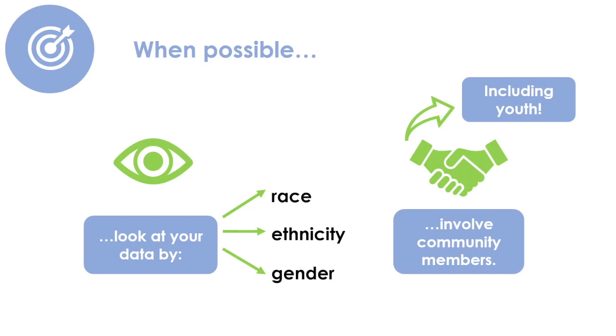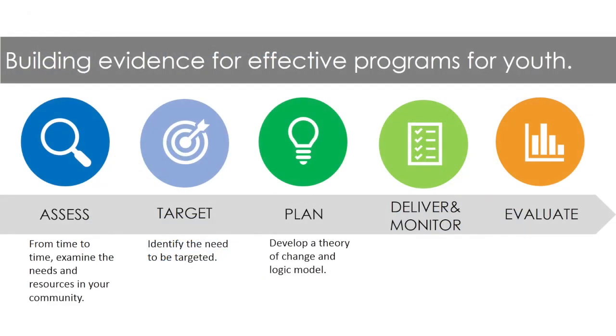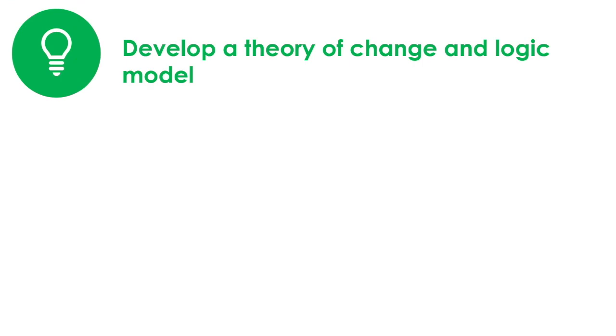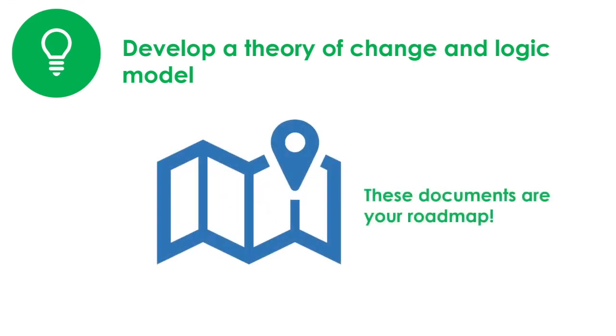The third step is to develop a plan that describes how you will address the needs you identified. To guide your planning, you'll want to develop a theory of change and a logic model. These documents are your roadmap as you set out to deliver an effective program.